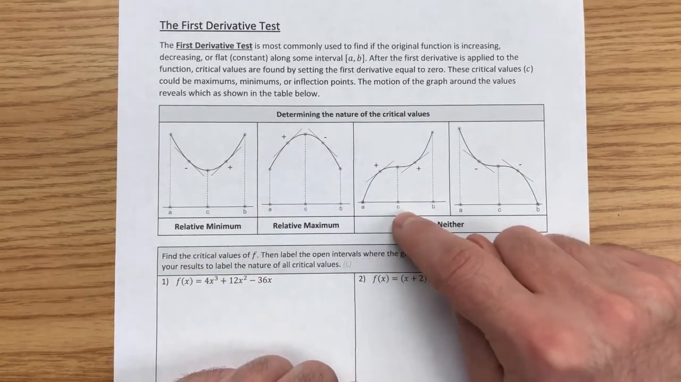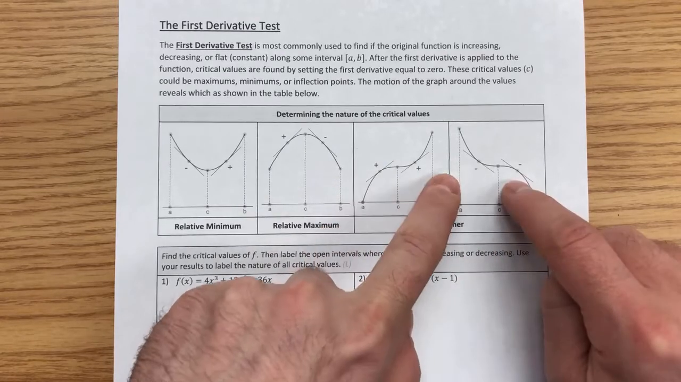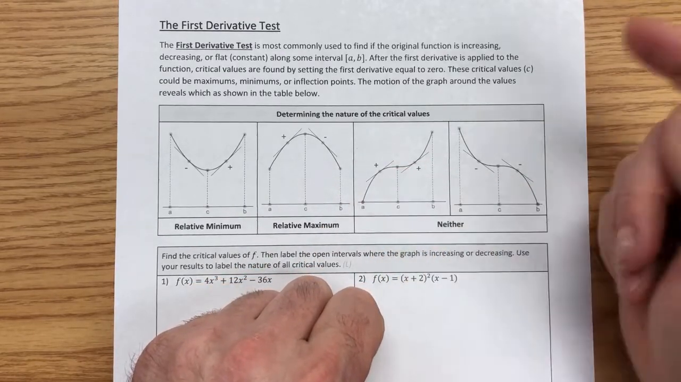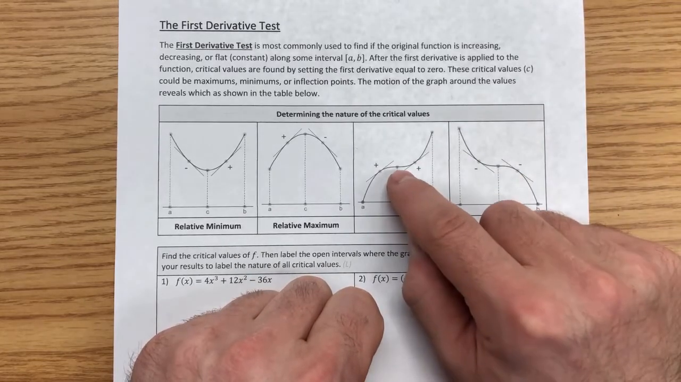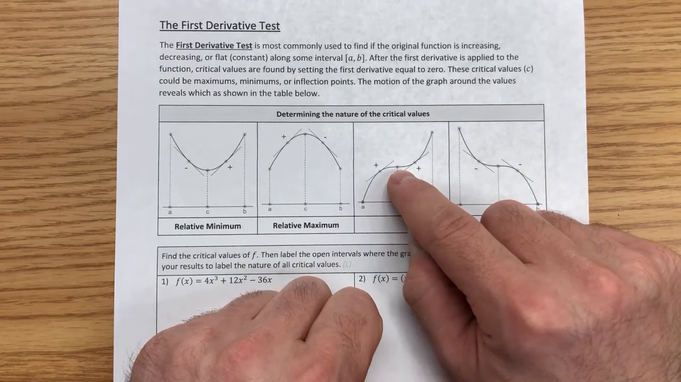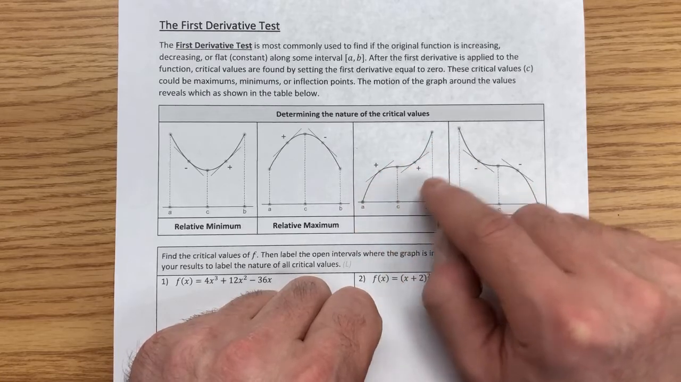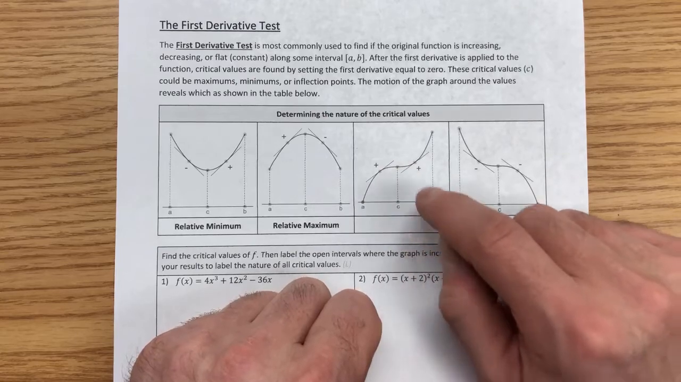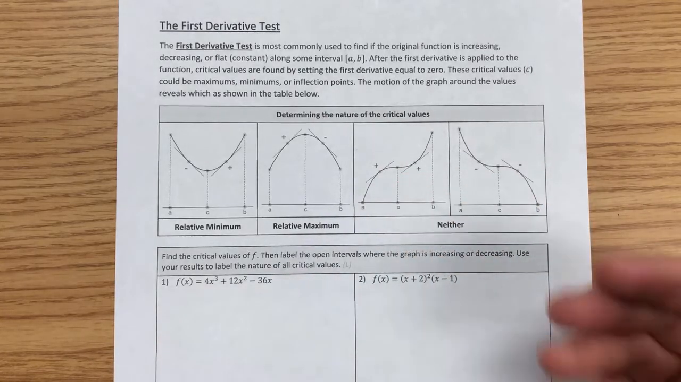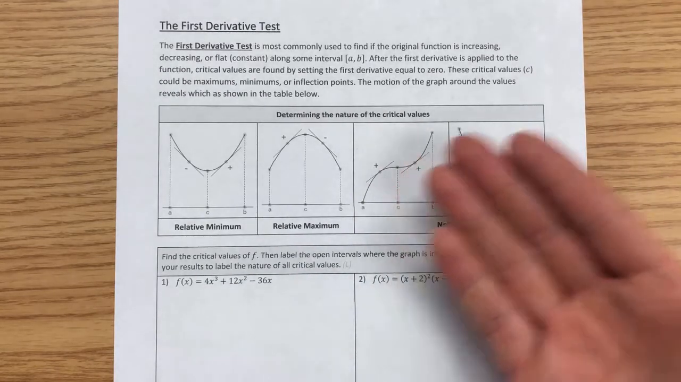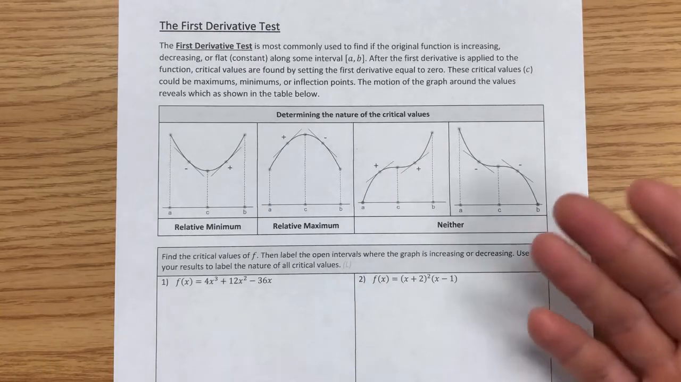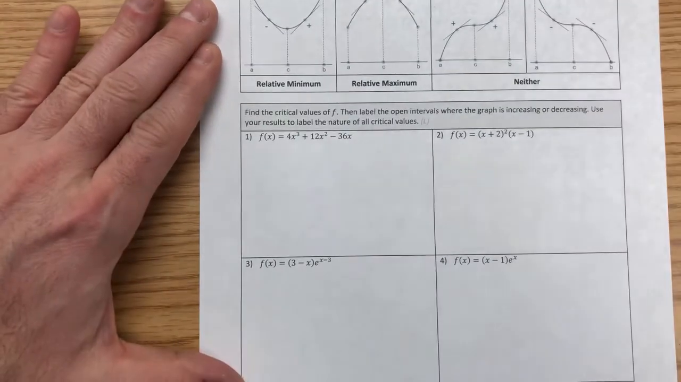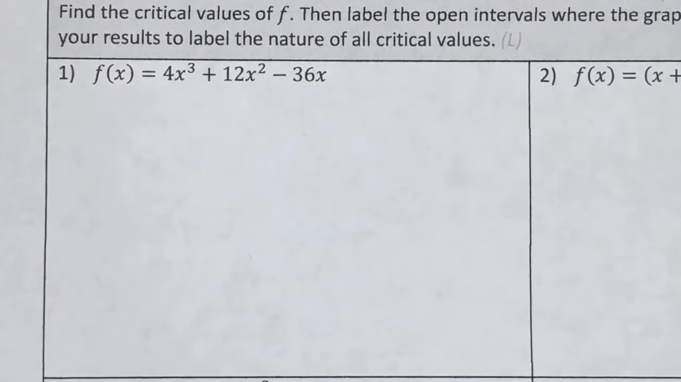Sometimes though, when we get a critical value, we'll get positives on both sides or negatives on both sides. What that means is that we have a neither. This is, I guess you'd call it, a point of inflection. This is one of those points where the graph is attempting to start to go back down, but then it curves right back up. These we'll see in powers higher than 2, so if we have a cubic or a quartic or a quintic or something like that. So let's go ahead and use some of this information and jump right into it.